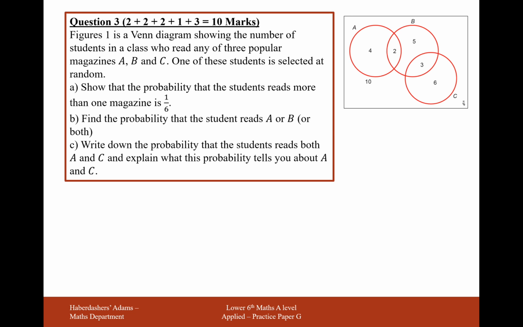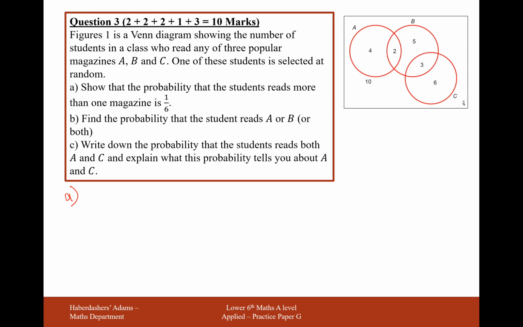So figure 1 is a Venn diagram showing the number of students in a class who read one of 3 popular magazines, A, B and C. One of these students is selected at random. Show that the probability that the student reads more than one magazine equals 1 over 6.